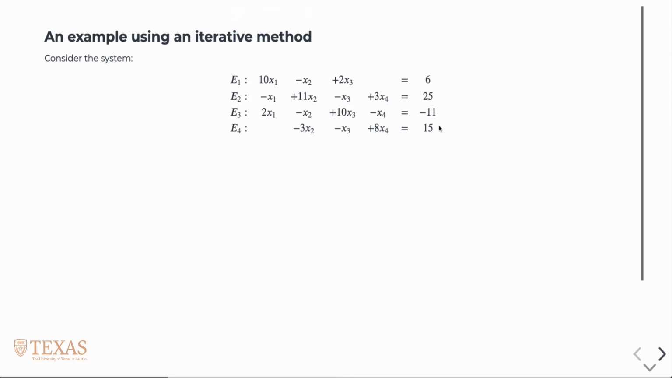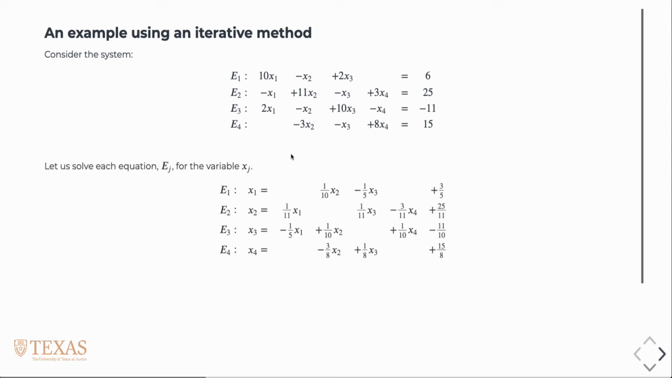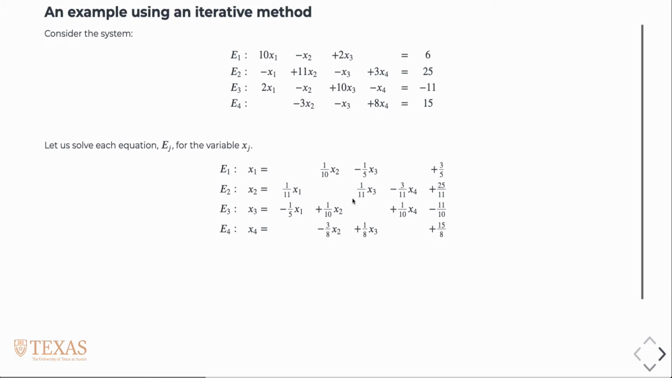So here we have 4 equations, and I've written them like this. What we're going to do is solve each equation for its x component with the same number. So equation 1 we'll solve for x1, equation 2 we'll solve for x2, and so on. And that's what we have here. I've purposely kept the structure of the equations like this.